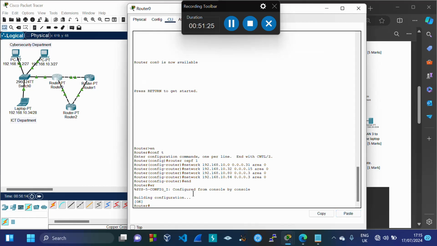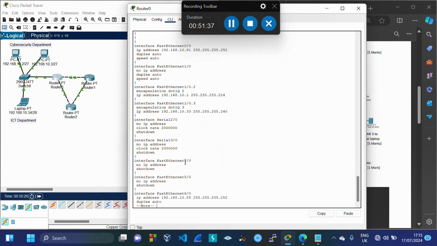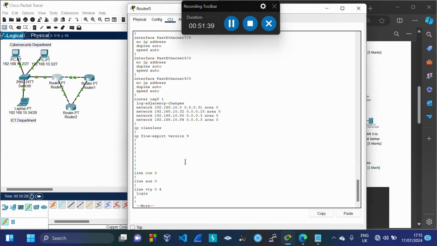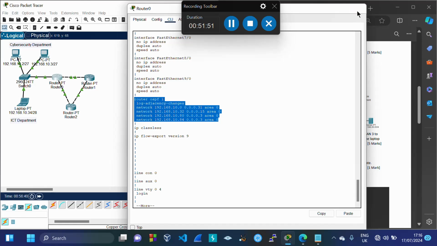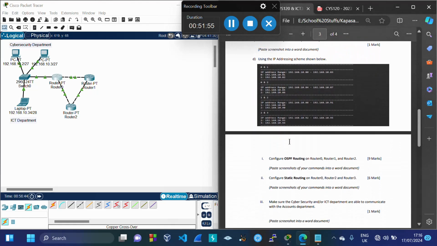Once I paste, for me to check if I've configured this router OSPF, I'll just say show running config. So I need to scroll to the point where I see whatever I've been configuring. So router OSPF 1, which is log adjacency, has been configured, and it's correct. So I'll leave it the way it is. Now the question, remember, it was saying we need to configure it on router 0, 1 and 2.